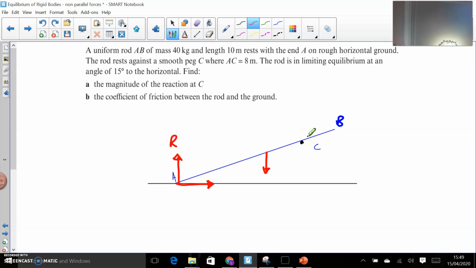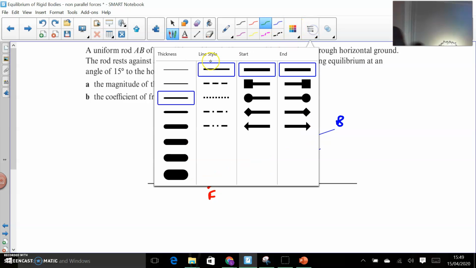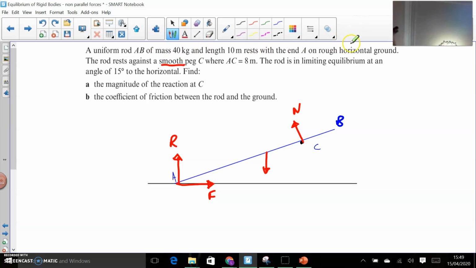And then we've got the forces at the peg. Well, the effect of the peg is to stop the rod AB from falling onto the ground, and that is done by a force at C. Now, because it's a smooth peg, and see here, smooth, there is no friction, so there is just one force, the normal reaction at C. We'll call that N, and that was F. Okay, now the next thing to do is to put in the lengths.